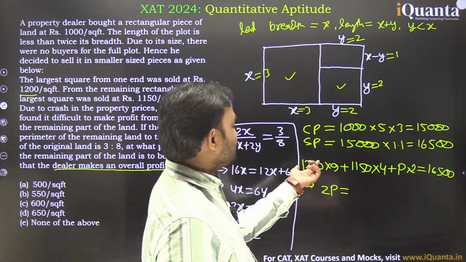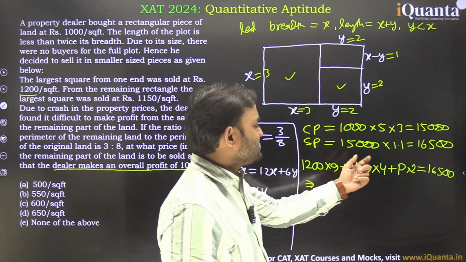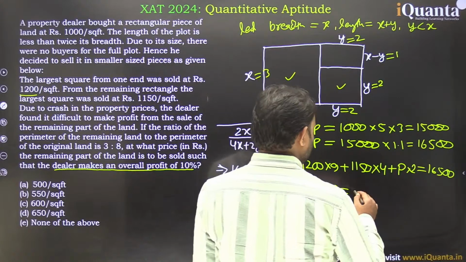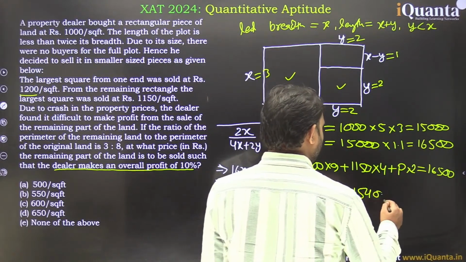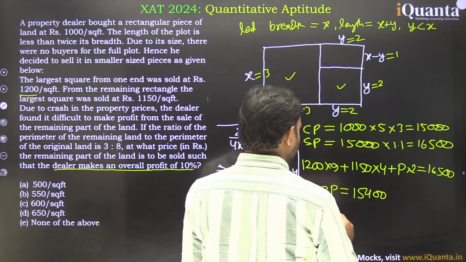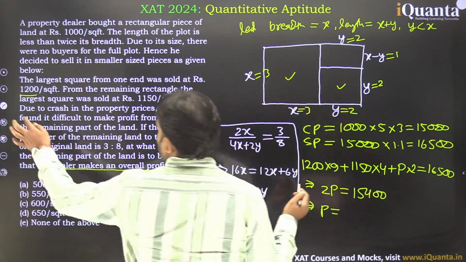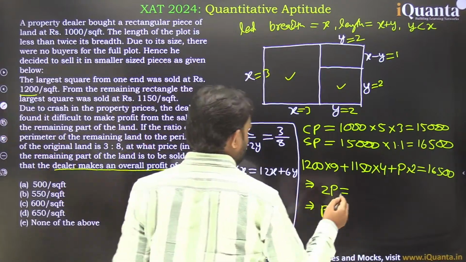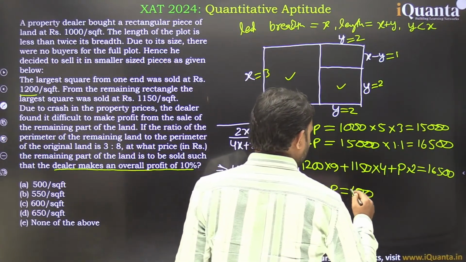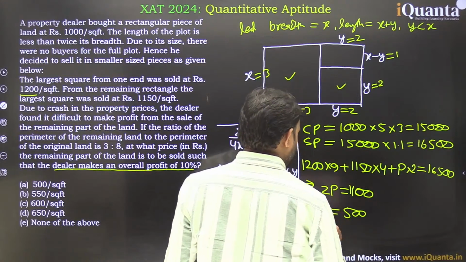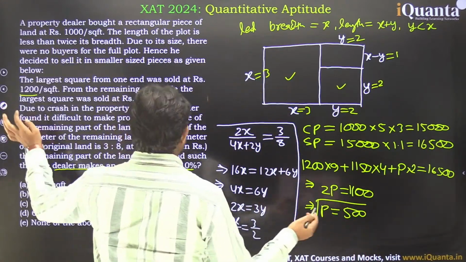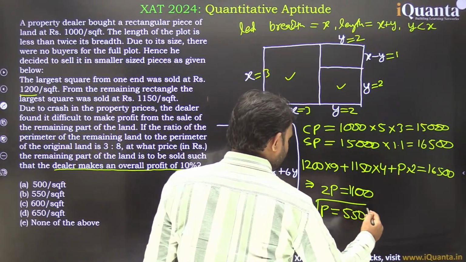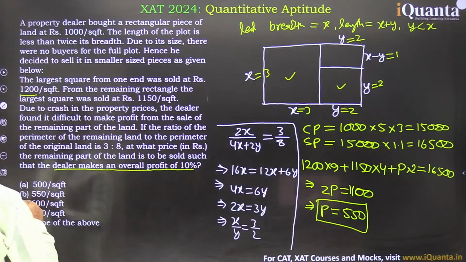Or we can say 2P will be equal to 16,500 minus, this is 10,800 and this is 46. So 46. So it will be 15,400, or P will be equal to, not 15,400, this will be 1100 after the calculation. So this will be 550. So that's your answer. Answer is option P.